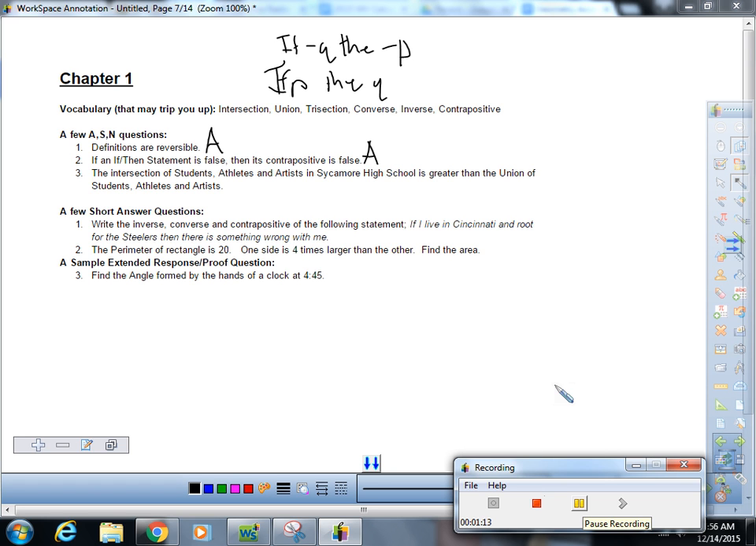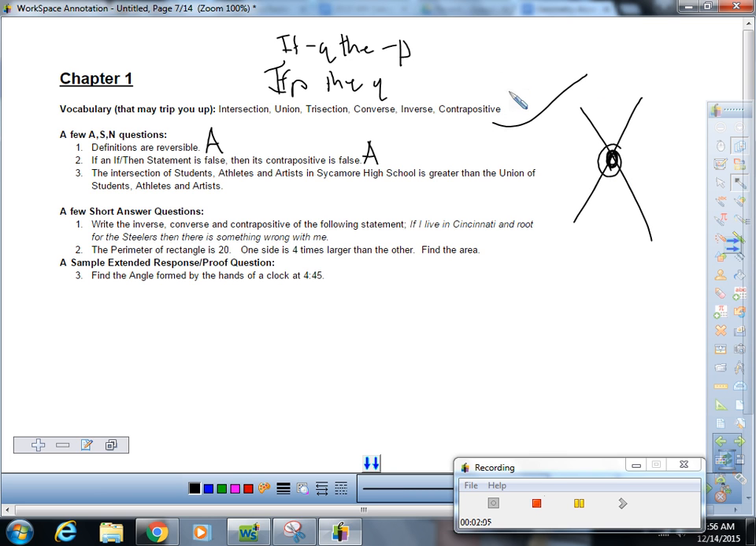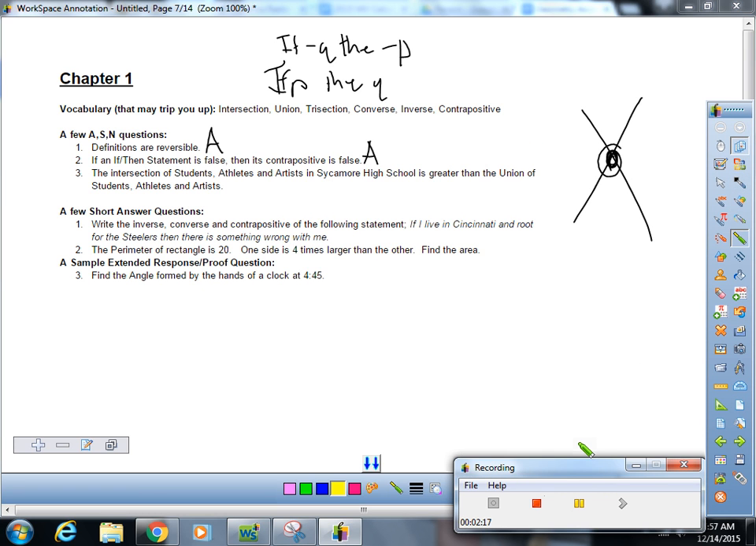Now we have the third question. An intersection of students, athletes, and artists in Sycamore High School is greater than the union. That is never, because the intersection, so these two lines, they intersect at one point, right? Then you have these two other lines that might meet at one or more points. That's the union, where they come together. This is a bad example. The union of these two lines is all of the points that are on these lines.